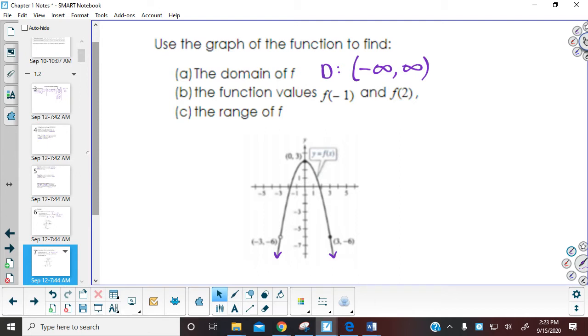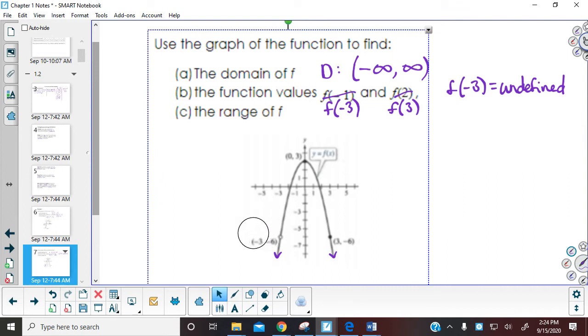Your function values of -1 and positive 2: this actually is a little bit of a typo. This should actually be f of -3 and then also positive 3. So just go ahead and fix those on your notes. For f of -3, again, you're going to look at your values. At -3, your y value appears to be -6. However, if you look here, you have an open circle. That open circle indicates that at that point, it is actually undefined. If it was a closed circle, your answer would be -6.